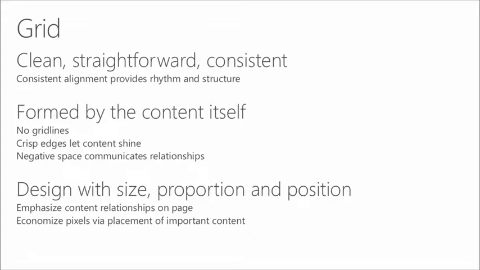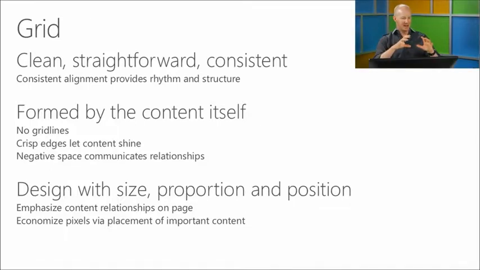And rather than relying on grid lines and controls like group box controls and stuff like that, we really let the content itself form that structure. So the crisp edges of the content and positive and negative space relationships can communicate details about the content and relationships between different elements of the content. This title goes to that picture. This content tile is different from the next content tile, and it's different from this other group.